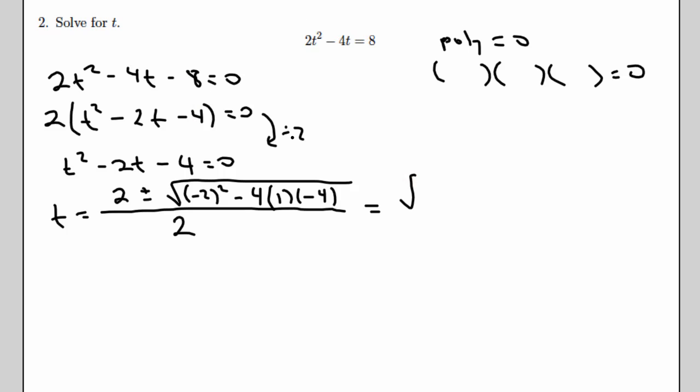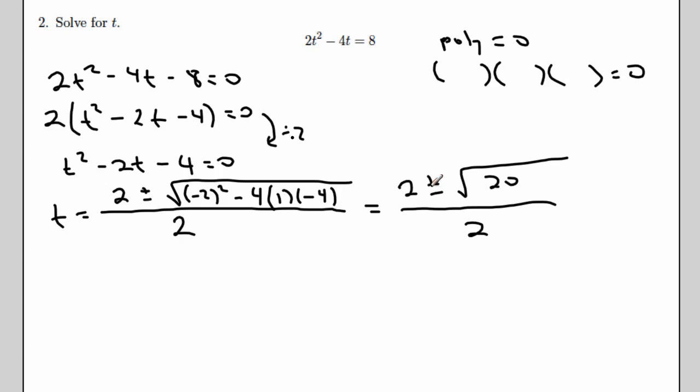I guess I won't ignore the 2. So 2 plus or minus the square root. Under here, negative 2 squared is 4, and then 4 times negative 4 is negative 16. So I have positive 4 minus negative 16, which is the same as 4 plus 16, or 20. And again, I'm dividing by 2.